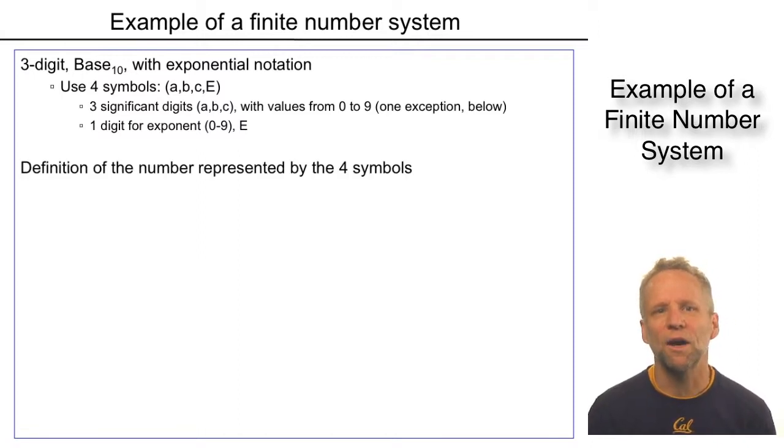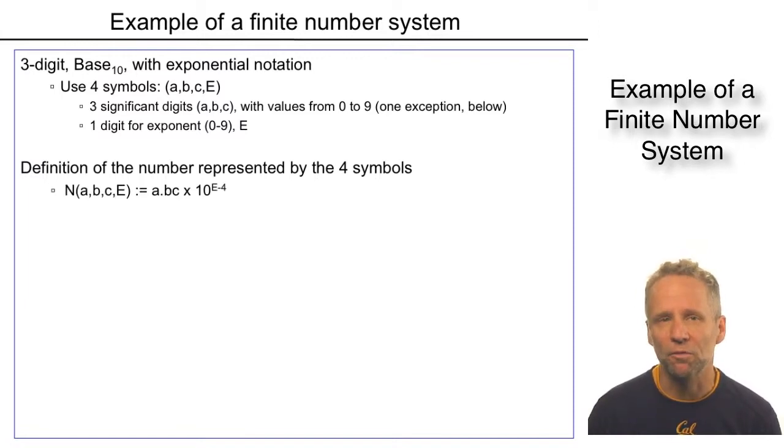Now, the definition of the number that's represented by these 4 symbols is going to be very simple. So I'll use the notation N for now. N, the number represented by A, B, C, and E, is simply the base 10 representation that you've used all along: A, decimal point, B, C, so those are the digits, times 10 raised to the E minus 4. So we'll subtract 4 from E, and we'll see why we're doing that in a moment.